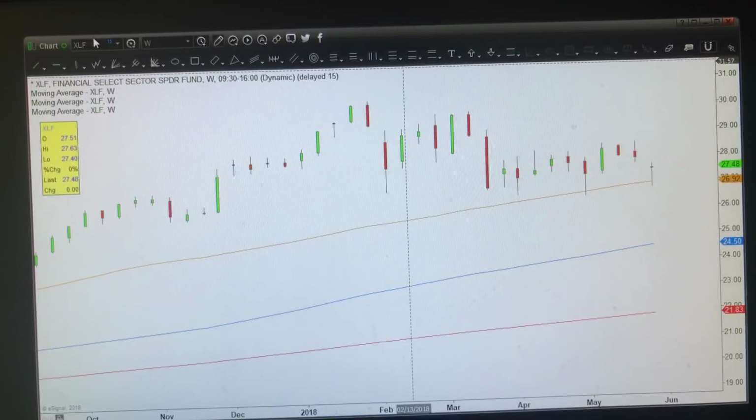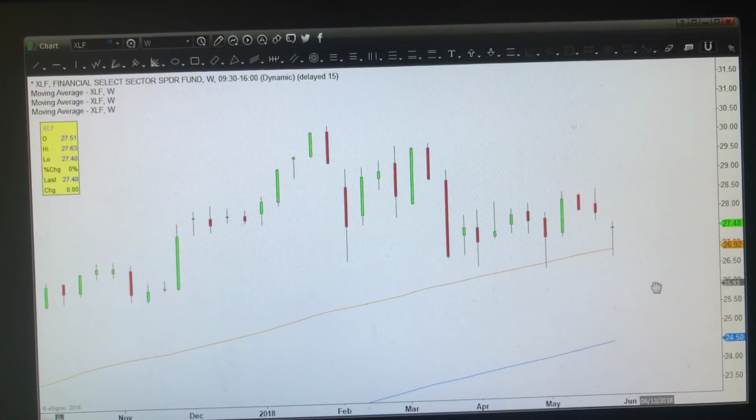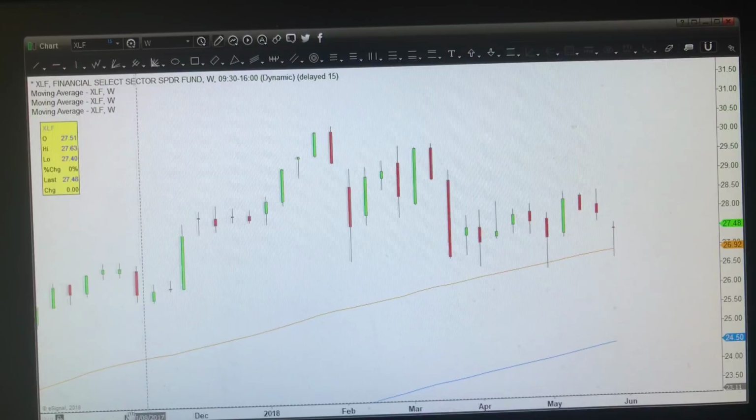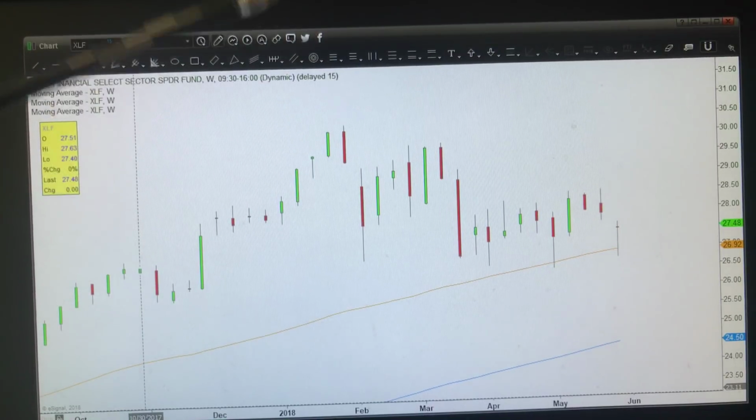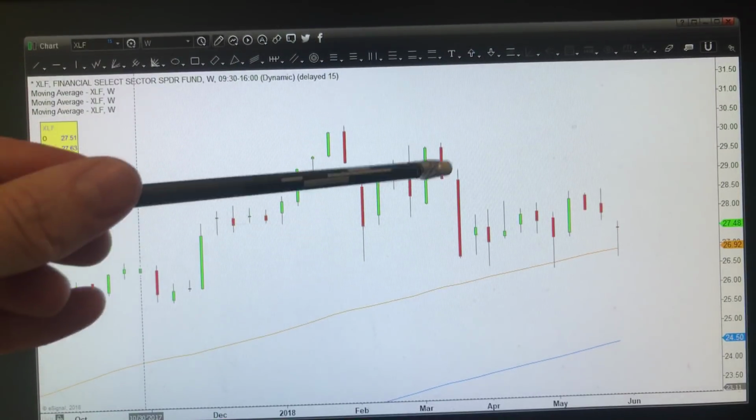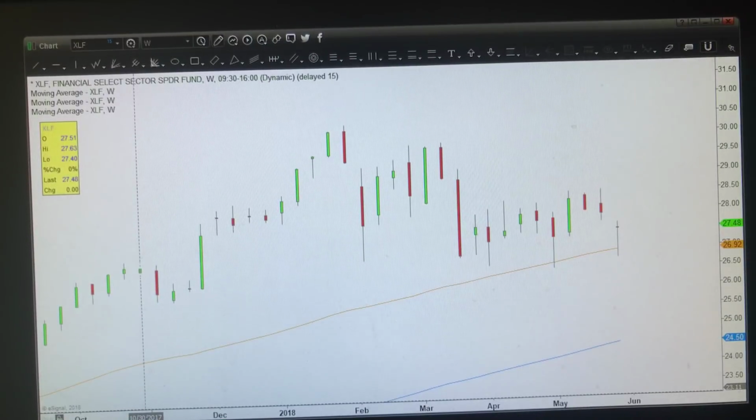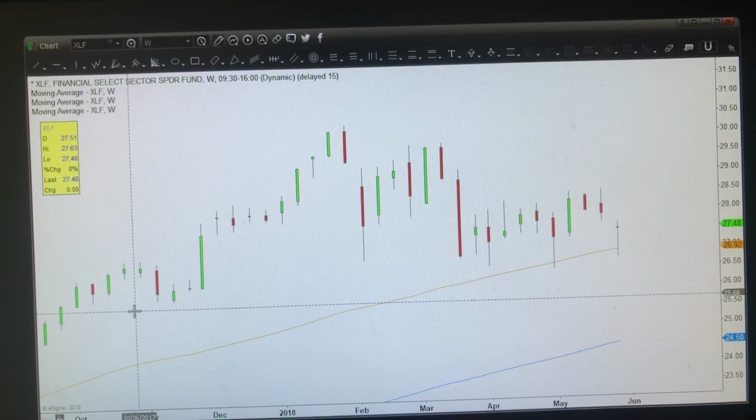There is a reason why the XLF, or the financial sector ETF, is important. Each one of these bars is a weekly bar, okay? The financial sector, being the second largest sector of the S&P 500, the largest one being technology, is really important to the broader market. I'll show you guys the S&P 500 here as well in just a minute.